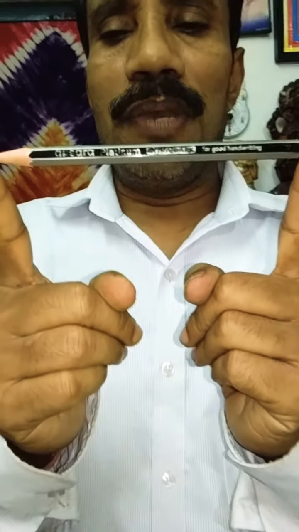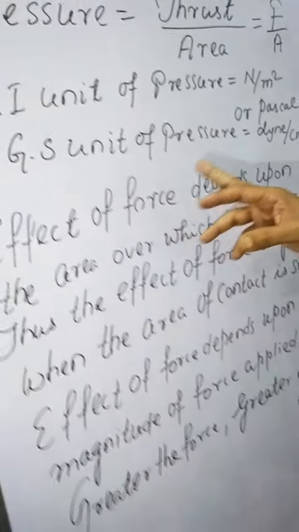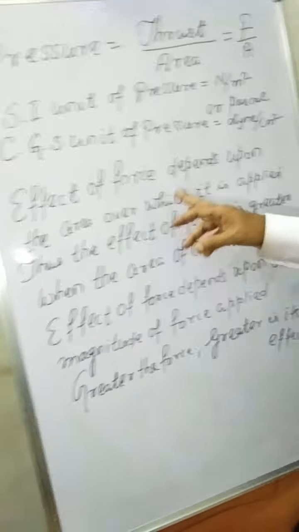Now I shall press it with two fingers. After some time, you will see a deeper mark. All of you look at my finger. A deeper mark is in this finger where the sharpened end is connected. But in this finger there is no deeper mark. What did you understand? We understood that the effect of force depends upon the area over which it is applied.